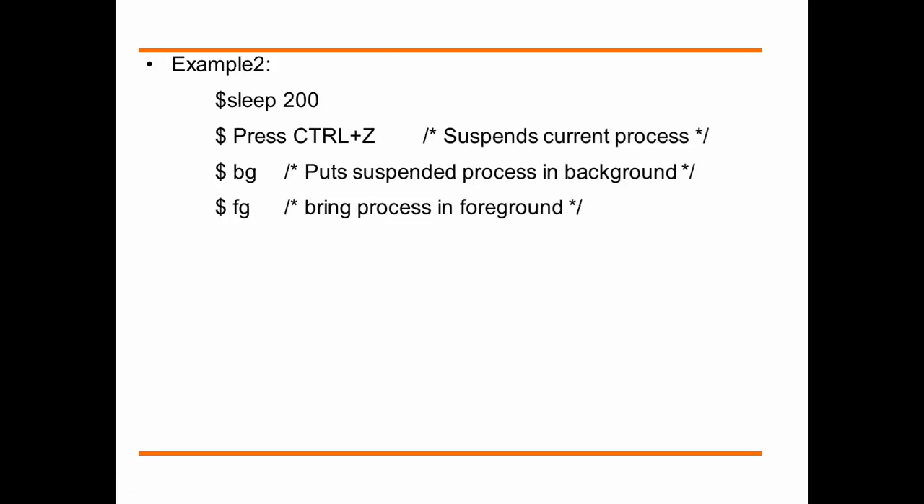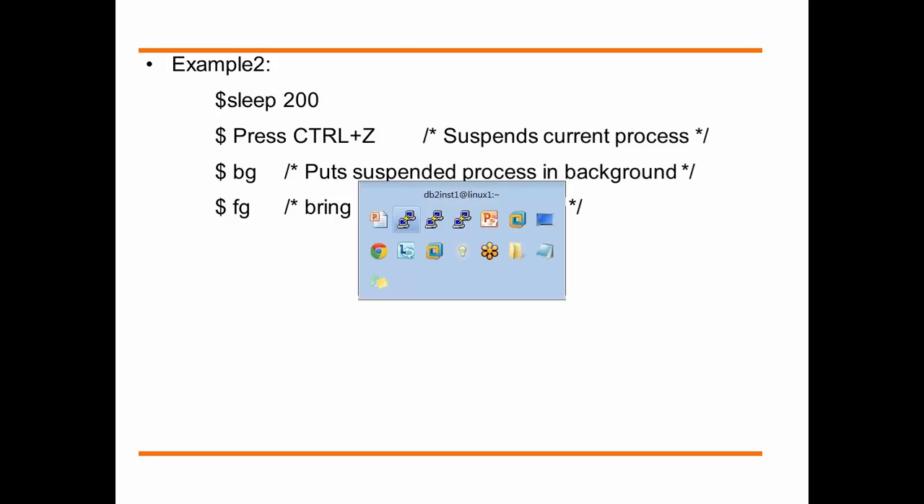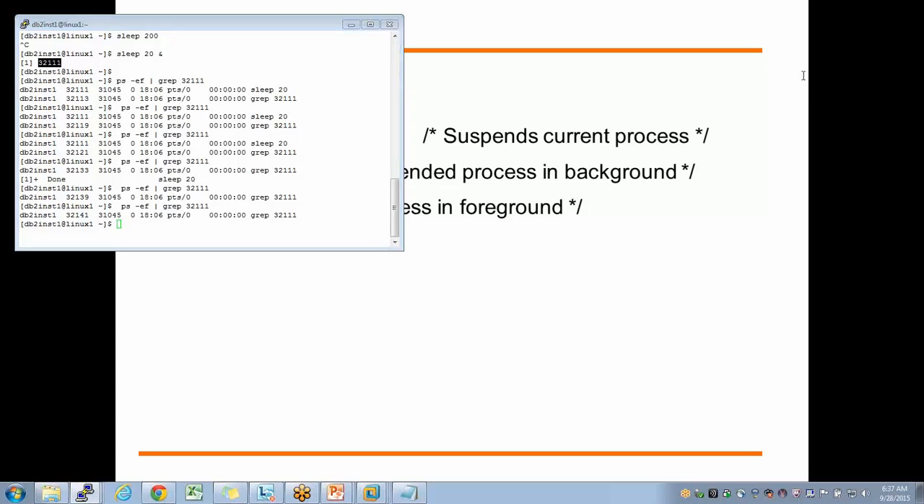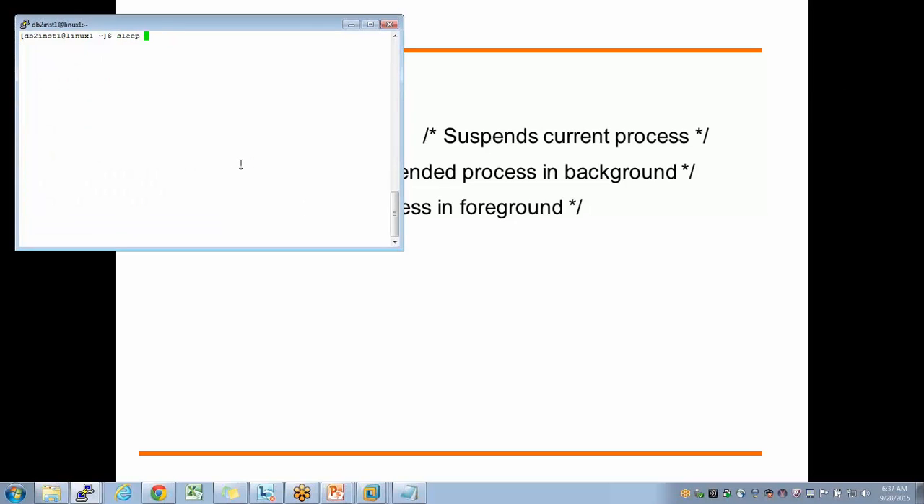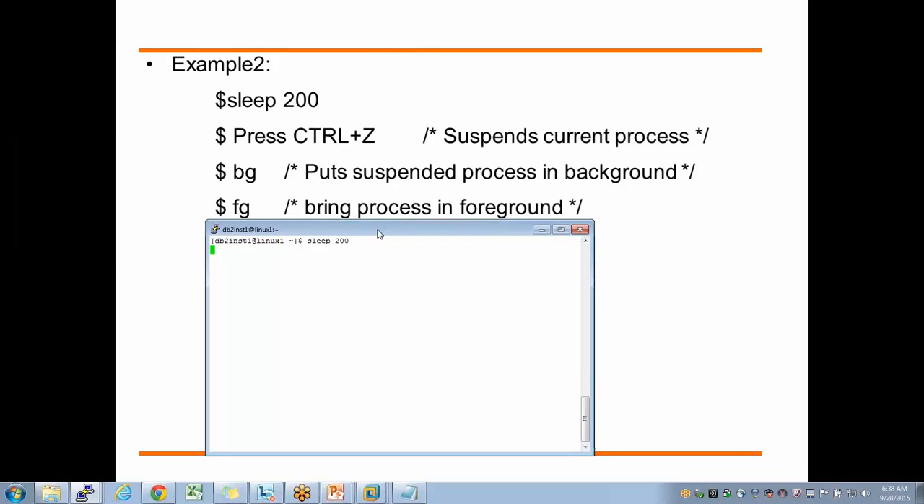So what if I have started something in the foreground and I forgot to keep it in the background? Can I put it in the background later? Yes, when it is running you can keep that in the background. For example, running sleep 200. By mistake I kept it in the foreground, but ideally my first choice is to keep it in the background. Now you need to press Ctrl Z. If you press Ctrl C, it will terminate.